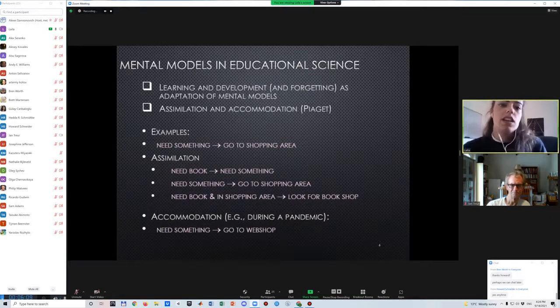So Piaget distinguishes between two types of mental models, I'll just call them. The first one is assimilation. So it's kind of refining your mental model.